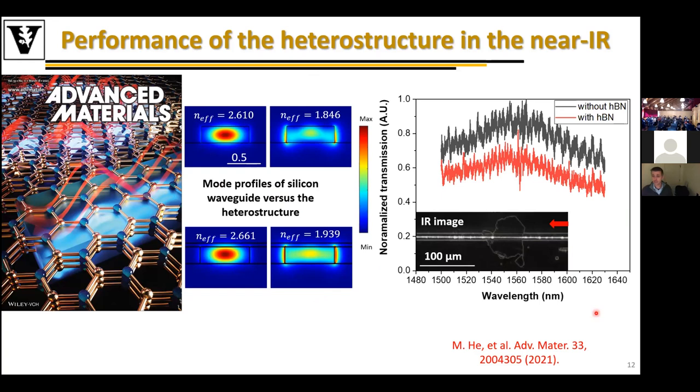And then we actually did some experiments, and we did see that there's a drop in the normalized transmission with the boron nitride present. But if we look at the infrared image at 1550 nanometers, what you can find is that most of the scattering sites are not induced due to the presence of the boron nitride, but due to some degradation of the silicon waveguide itself. And thus it appears through the multiple processing steps that some pitting or other damage to that surface had caused some reduction in the transmission.